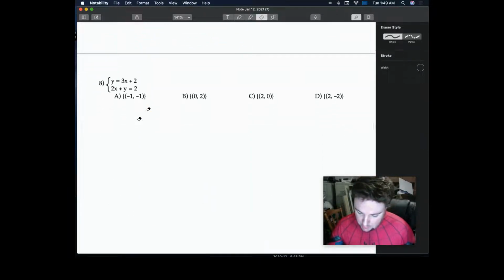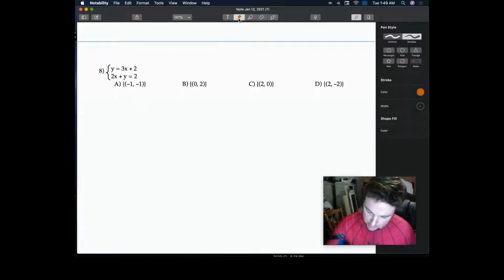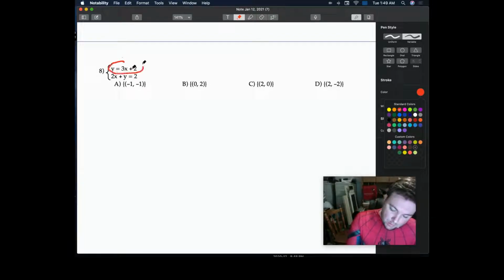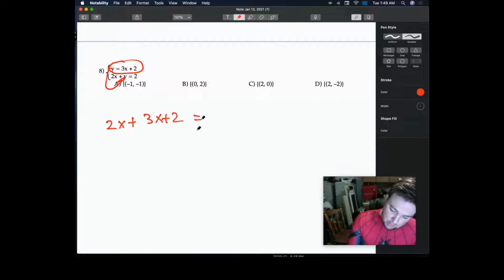All right, so let's look at the next question. The next question is y equals 3x plus 2. The bottom one is 2x plus y equals 2. And so what are we going to do here? Well, clearly, if y is already by itself, it's easy enough to take this y value and substitute it into the bottom one. So we're going to get 2x plus 3x plus 2 equals 2.